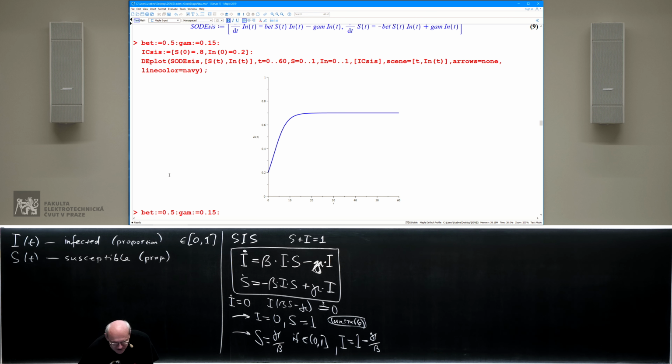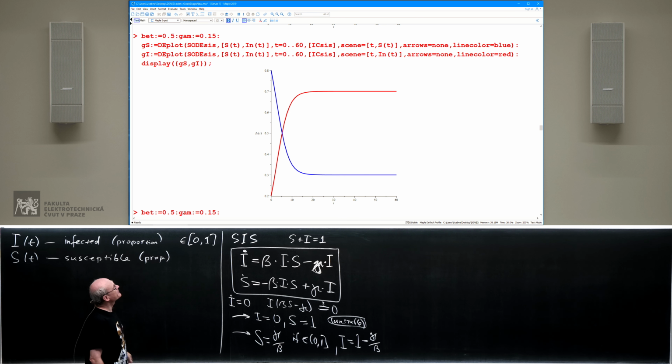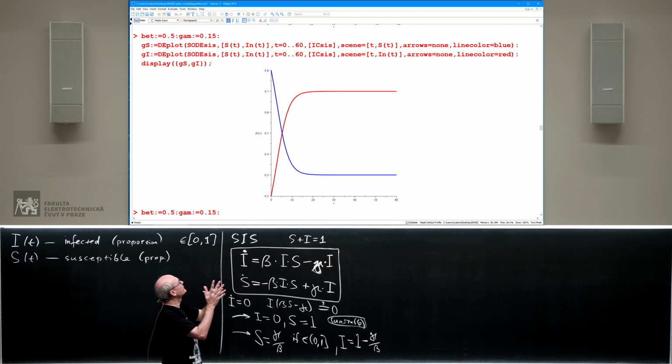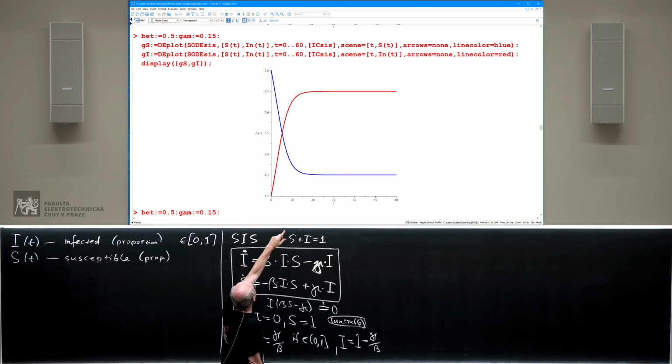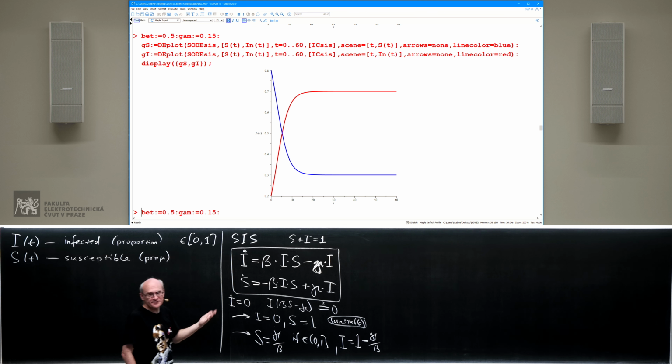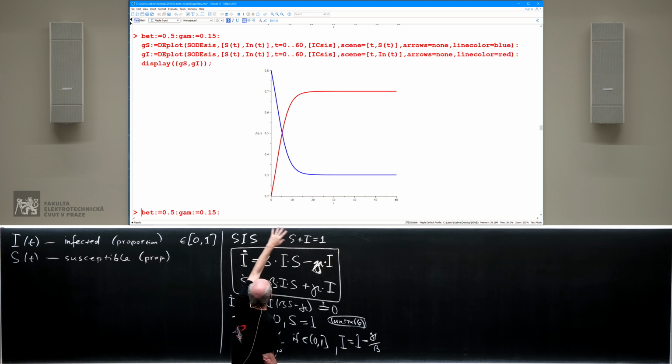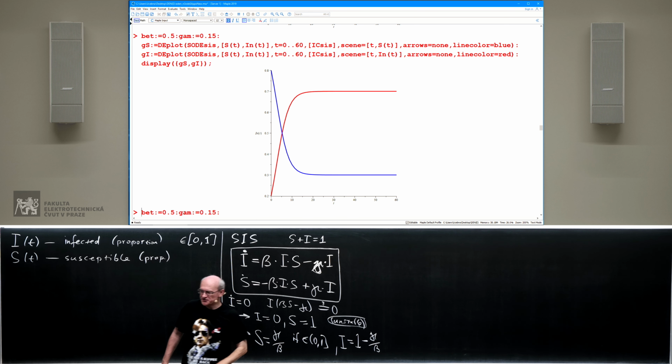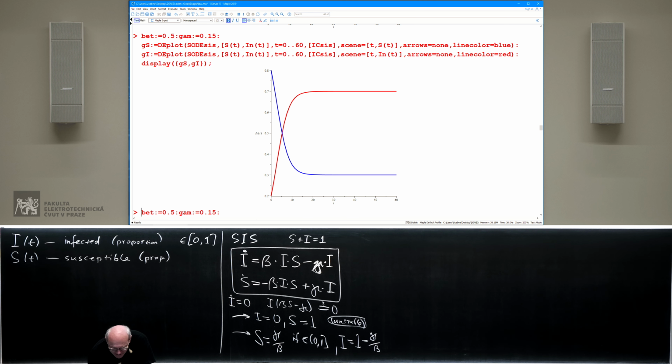Let's have a look at another picture, the same settings, the same beta and gamma. And now we can see actually two graphs merged. One graph is the number of infected people in red. The blue curve is the number of susceptible people, which essentially means healthy people. And we can see that together they should give 1, and when we look at the numbers they do, it's a nice stable situation. How does it look if I look at the orbit?